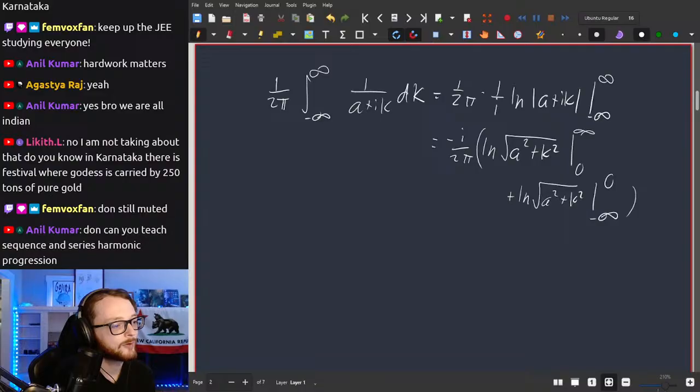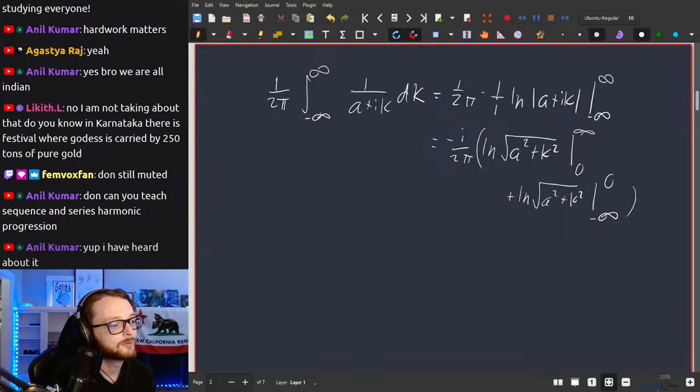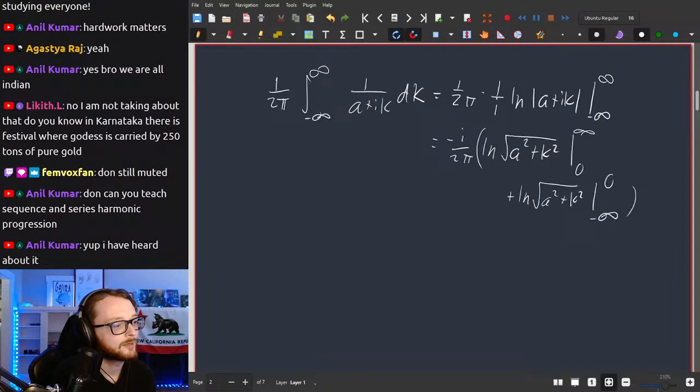Sequence and series, harmonic progression. Can you be a little more specific? Can you give me an example of a question?